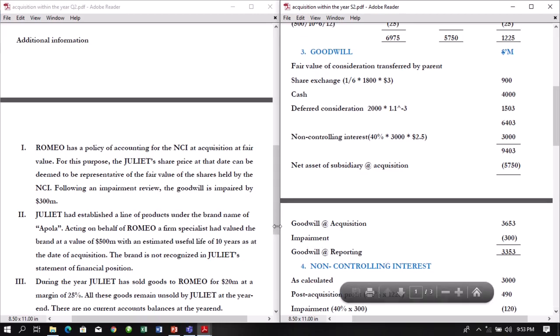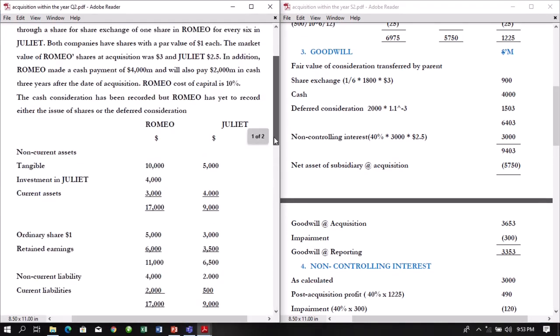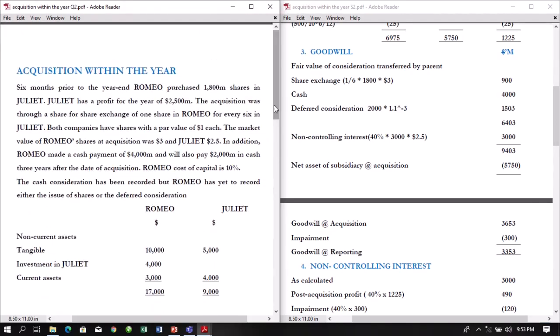And as read earlier, we can see that the fair value of consideration transferred was actually analyzed in the first paragraph. And let us go. We said the acquisition was through a share for share exchange of 1 share in Romeo for every 6 in Juliet. Now, listen carefully. I purchased 1,800 shares in the subsidiary, and for every 6 shares acquired, I will be giving them 1 in the parent company. So which means that my share exchange is 1/6. That is my share exchange ratio.